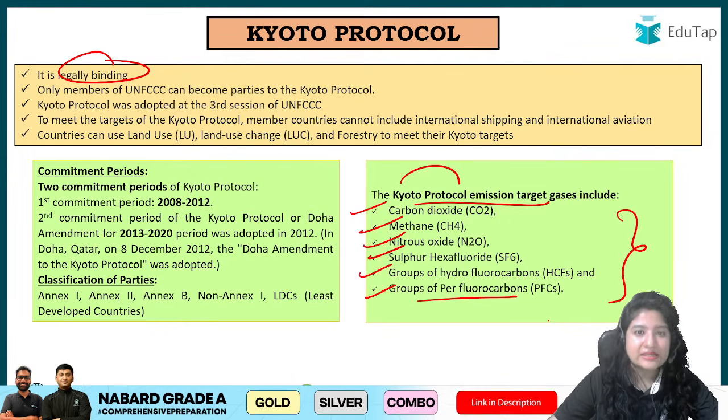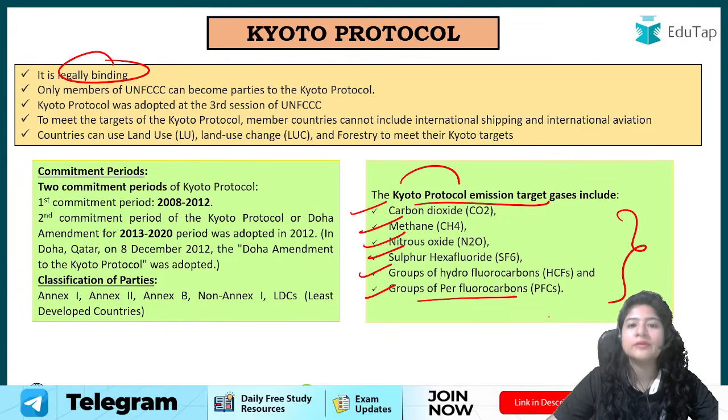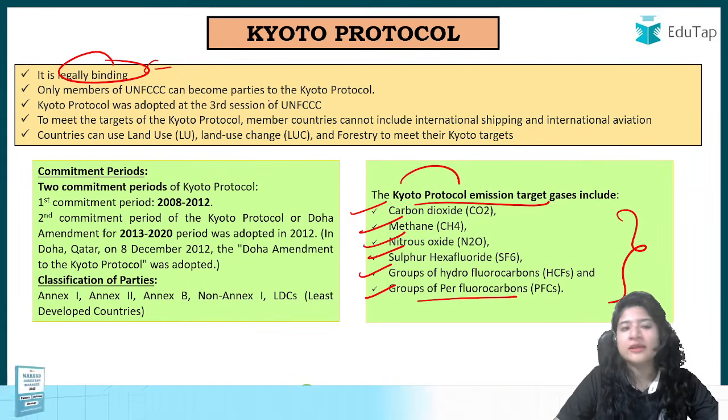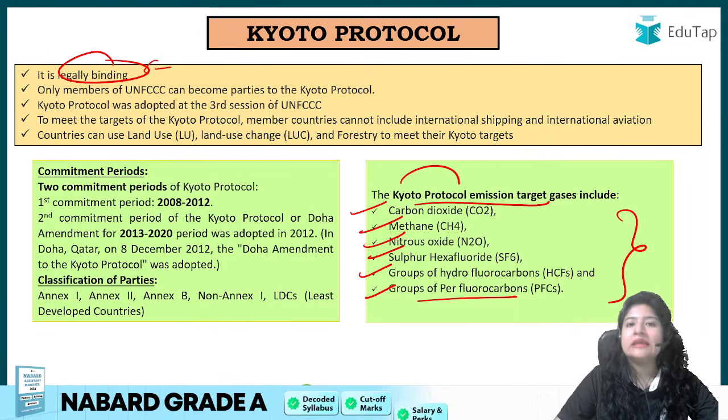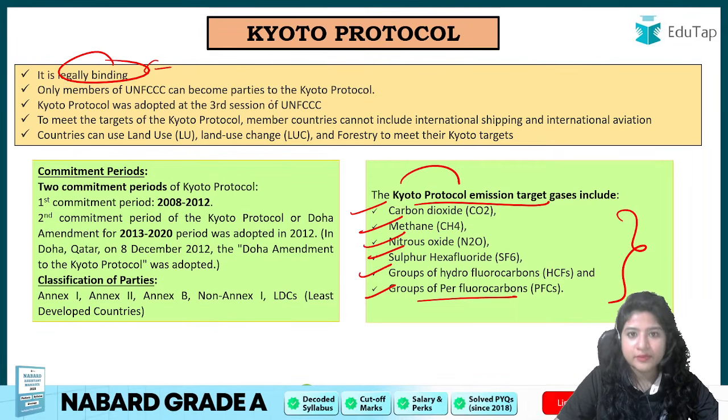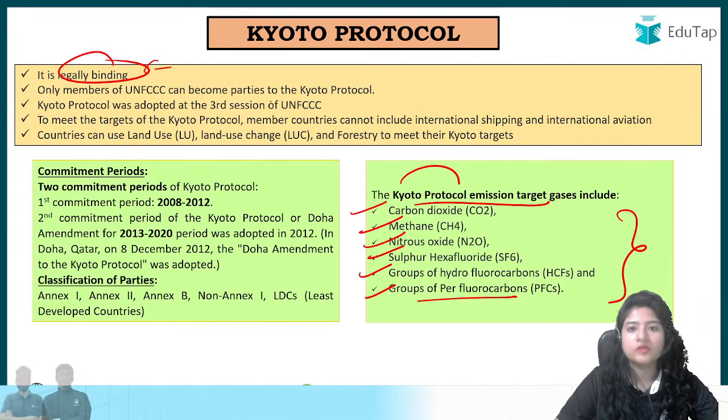These are some of the gases where control had to be done under the Kyoto protocol, and whichever countries have signed this protocol, all were legally binding. Means if they would not function in these particular steps, then they can be legally convicted because they did not follow what was asked from them.